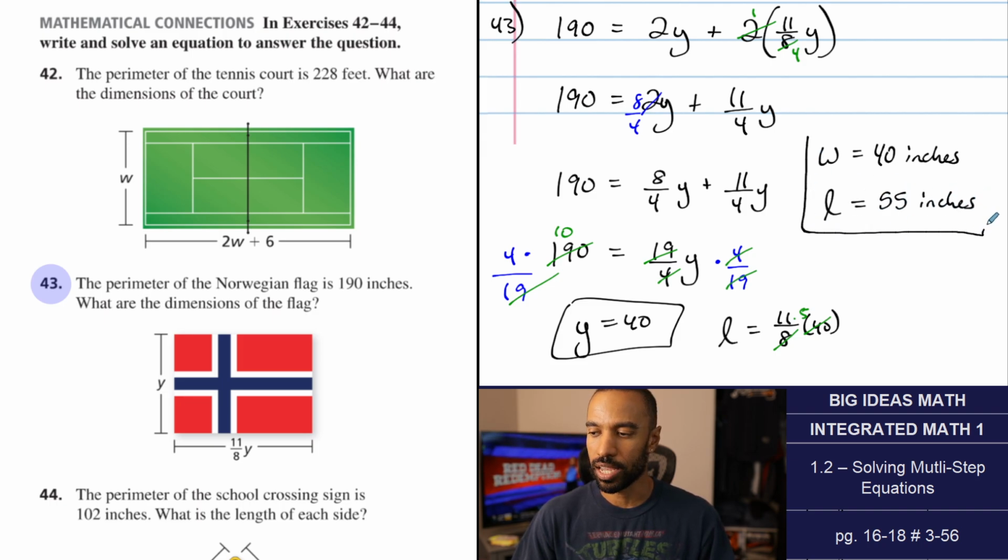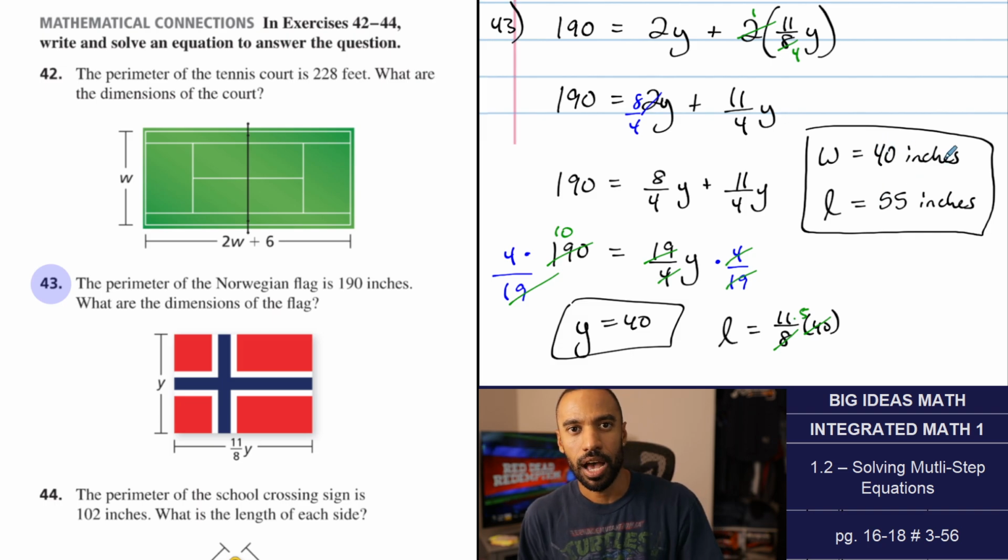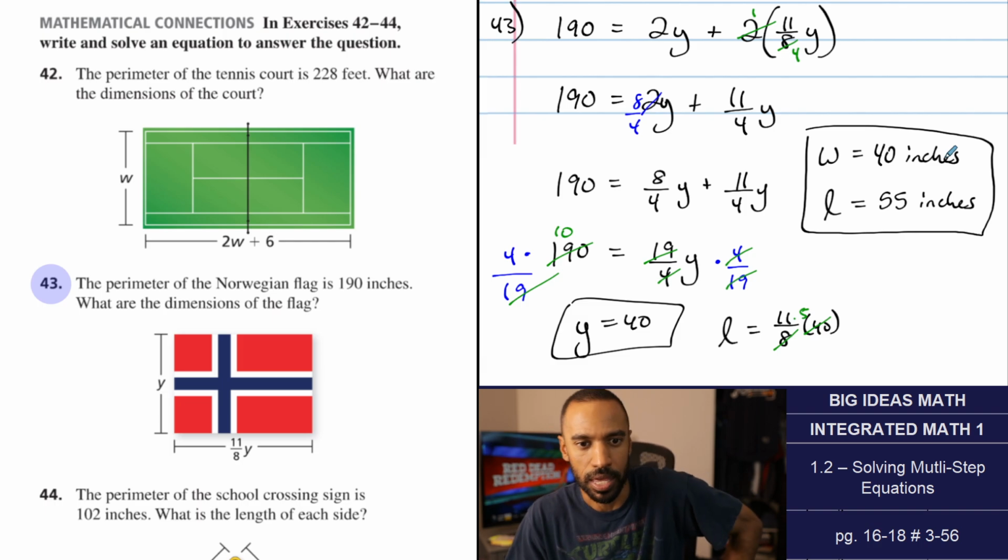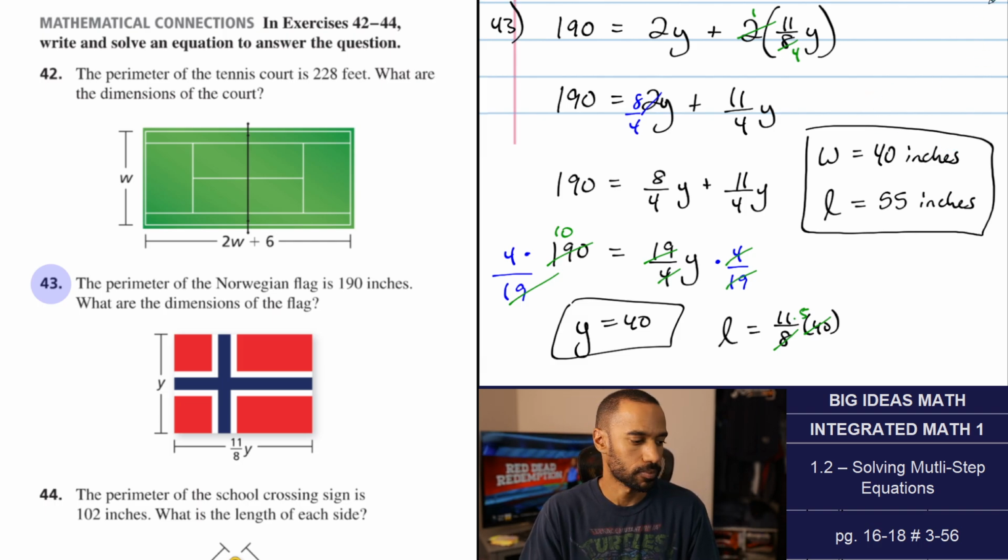You could do a double check. What's 2 40s? 80. 2 55s is 110. 110 plus 80 is 190. Yep, that was the perimeter. So I trust it.